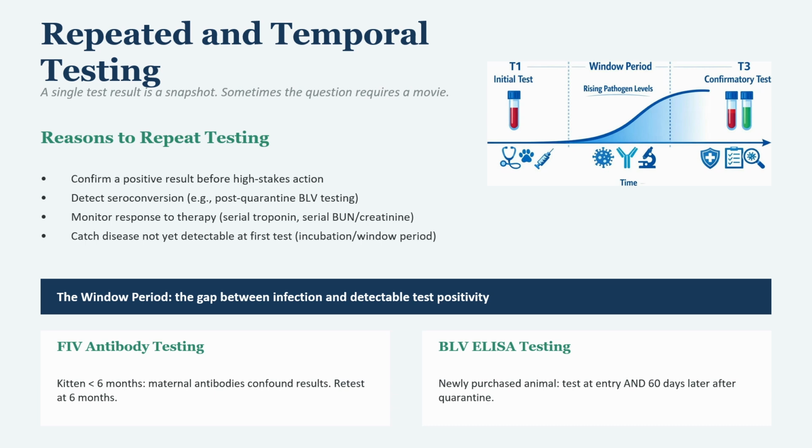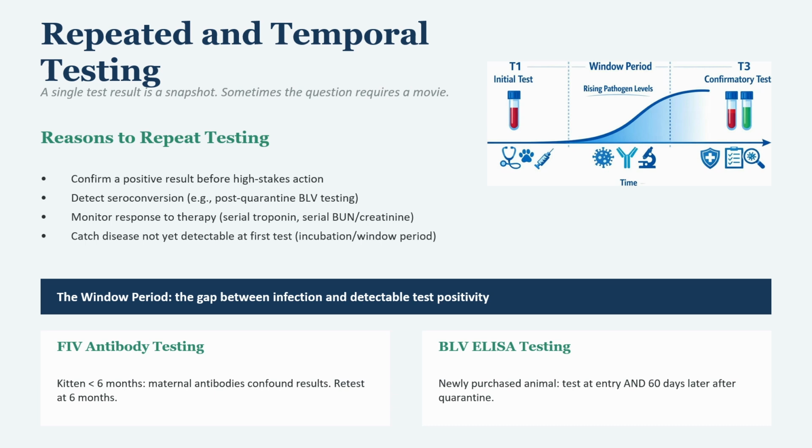During the window period, a truly infected animal may test negative, a false negative that is not due to test imperfection, but to timing. The practical implication: when the timing of infection is uncertain, a single negative test may not be sufficient. This is why BLV testing protocols for newly purchased cattle recommend testing at the time of purchase and again after a 60-day quarantine period, because an animal infected just before purchase might not yet be detectable at the time of the first test.